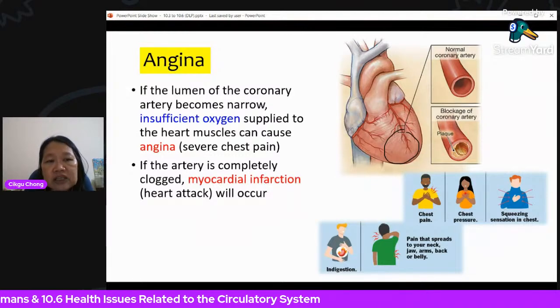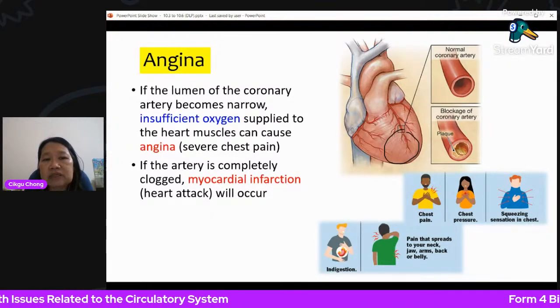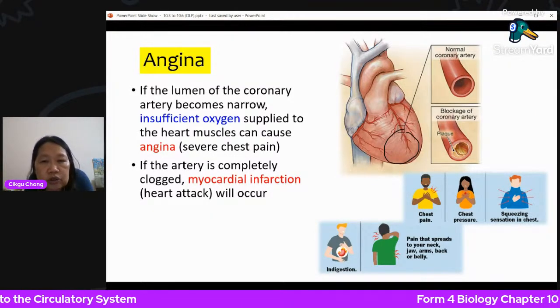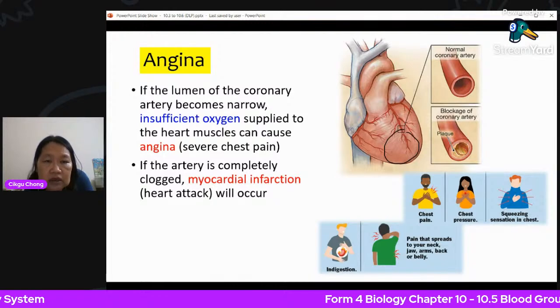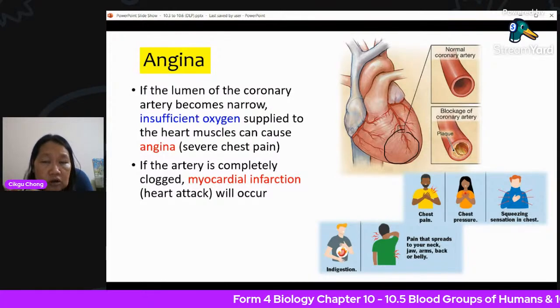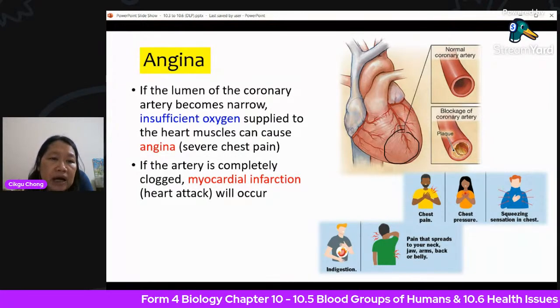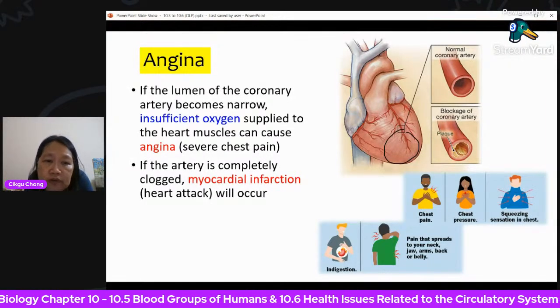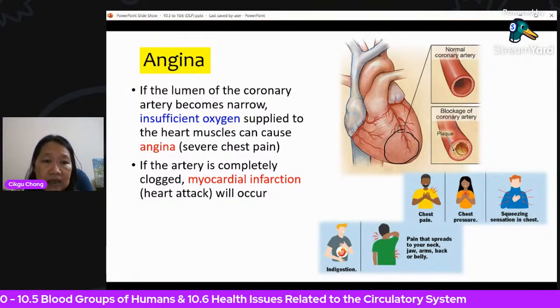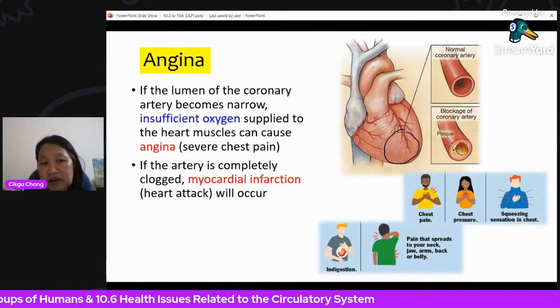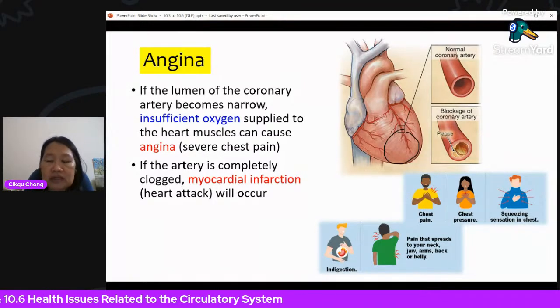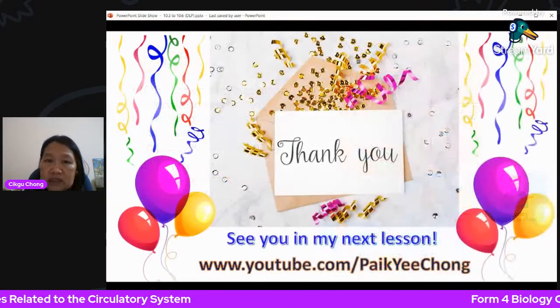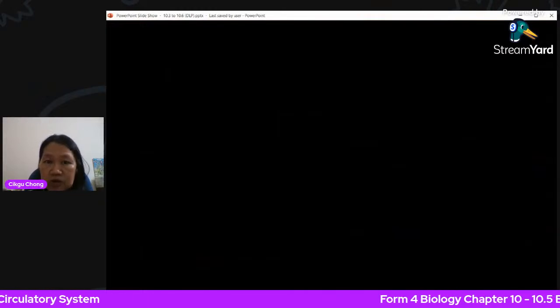All right. So if the artery is completely clogged, that means no blood is passing through to that cardiac muscle. So those muscles cannot contract. You have a myocardial infarction. That means heart attack. It's just a fancy word for heart attack, right? Doctors will say MI. MI means myocardial infarction. Okay, so these are all the important terms that I've explained to you.